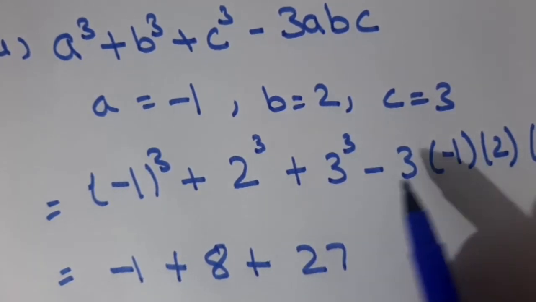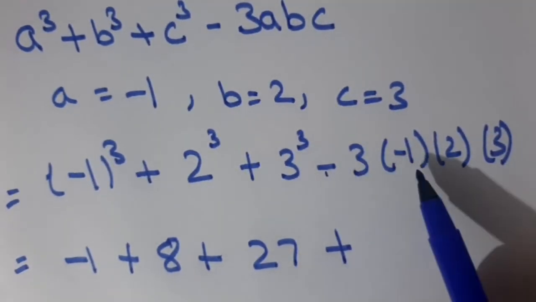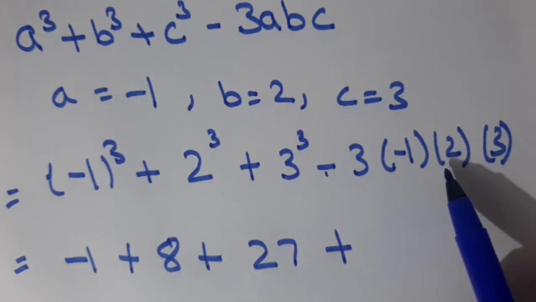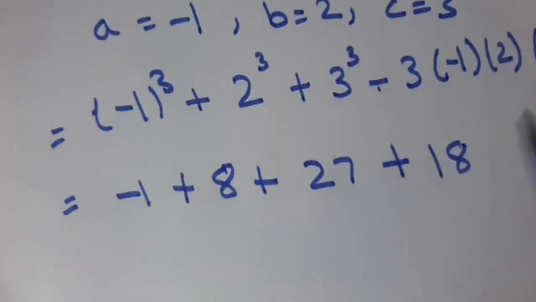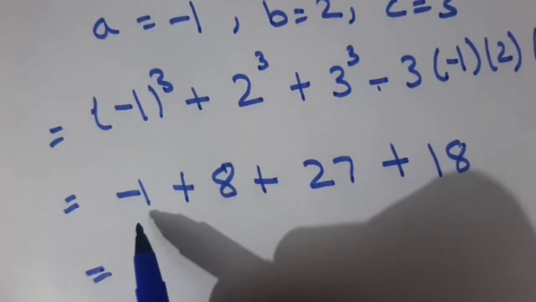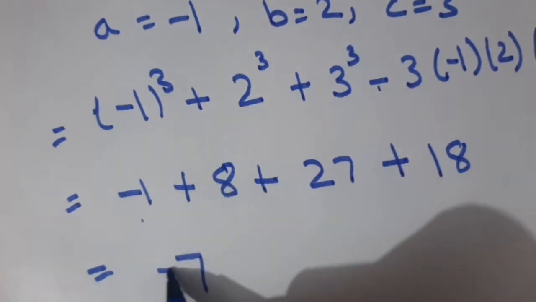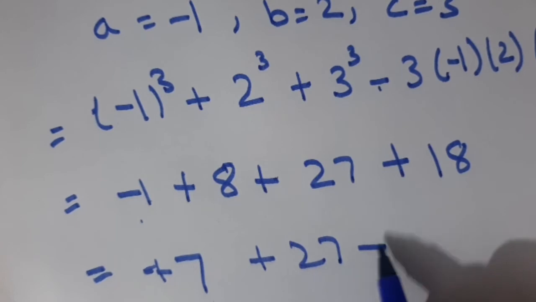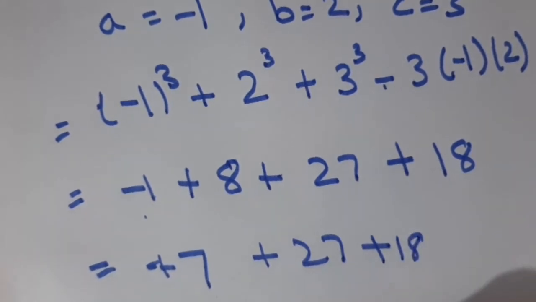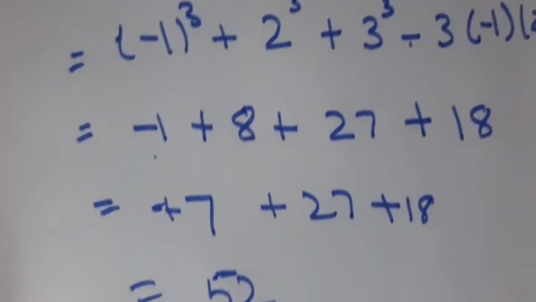And then here two minus signs are there. It will become plus. Now 3 ones are 3. 3 twos are 6. 6 threes are 18. Okay, now solve this. Minus 1 plus 8 is, you will subtract this and the sign will be plus. Plus 7 plus 27 plus 18, which is 52. So my answer is 52.